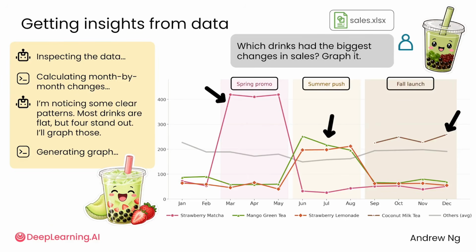From this graph, you might conclude that your spring promotion for strawberry matcha was strong and maybe you want to try that again next year. You can keep going and iterate on this graph and ask for different insights or changes to the graph, or give more context about your business to the AI to give it a better shot at finding more useful insights. But let me show you a more long-thinking example.